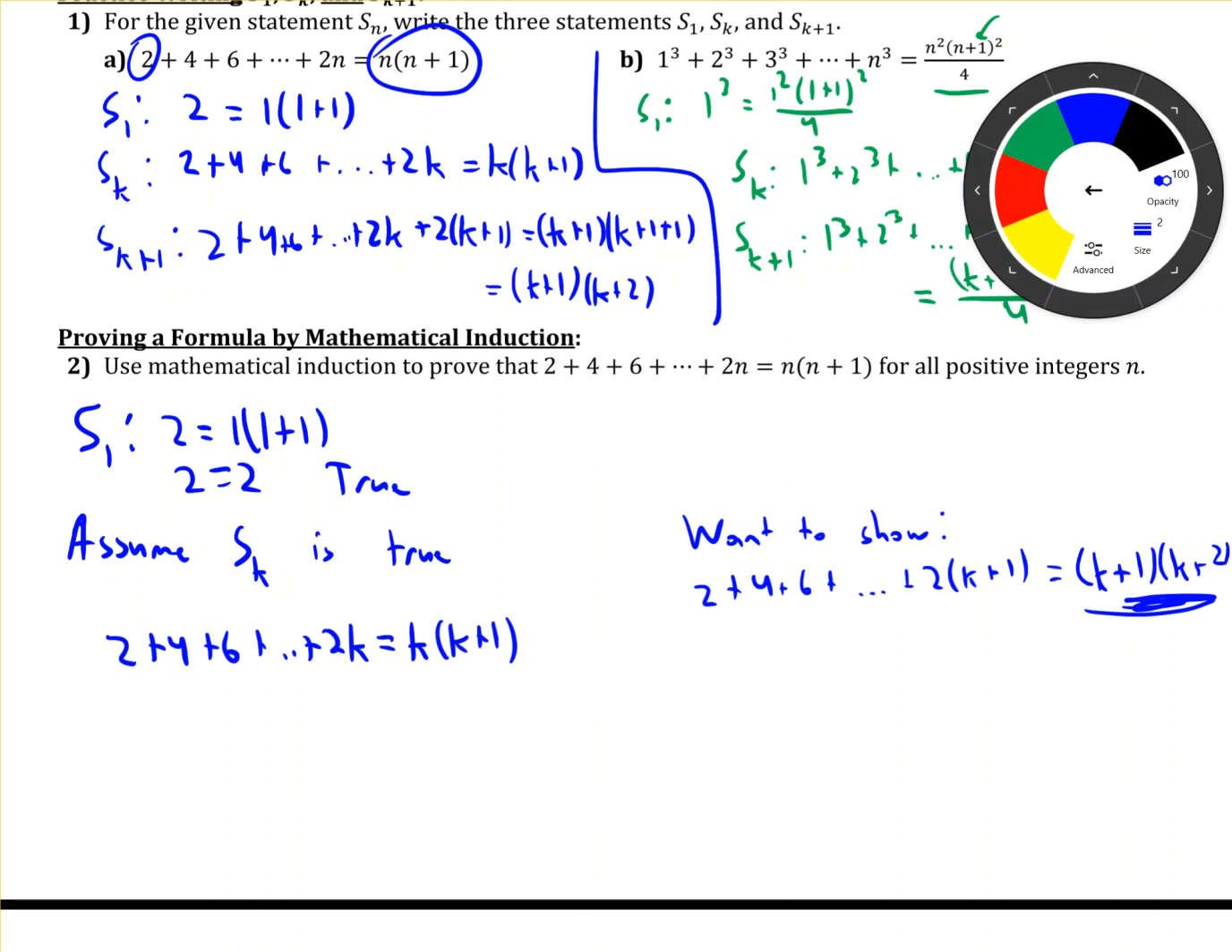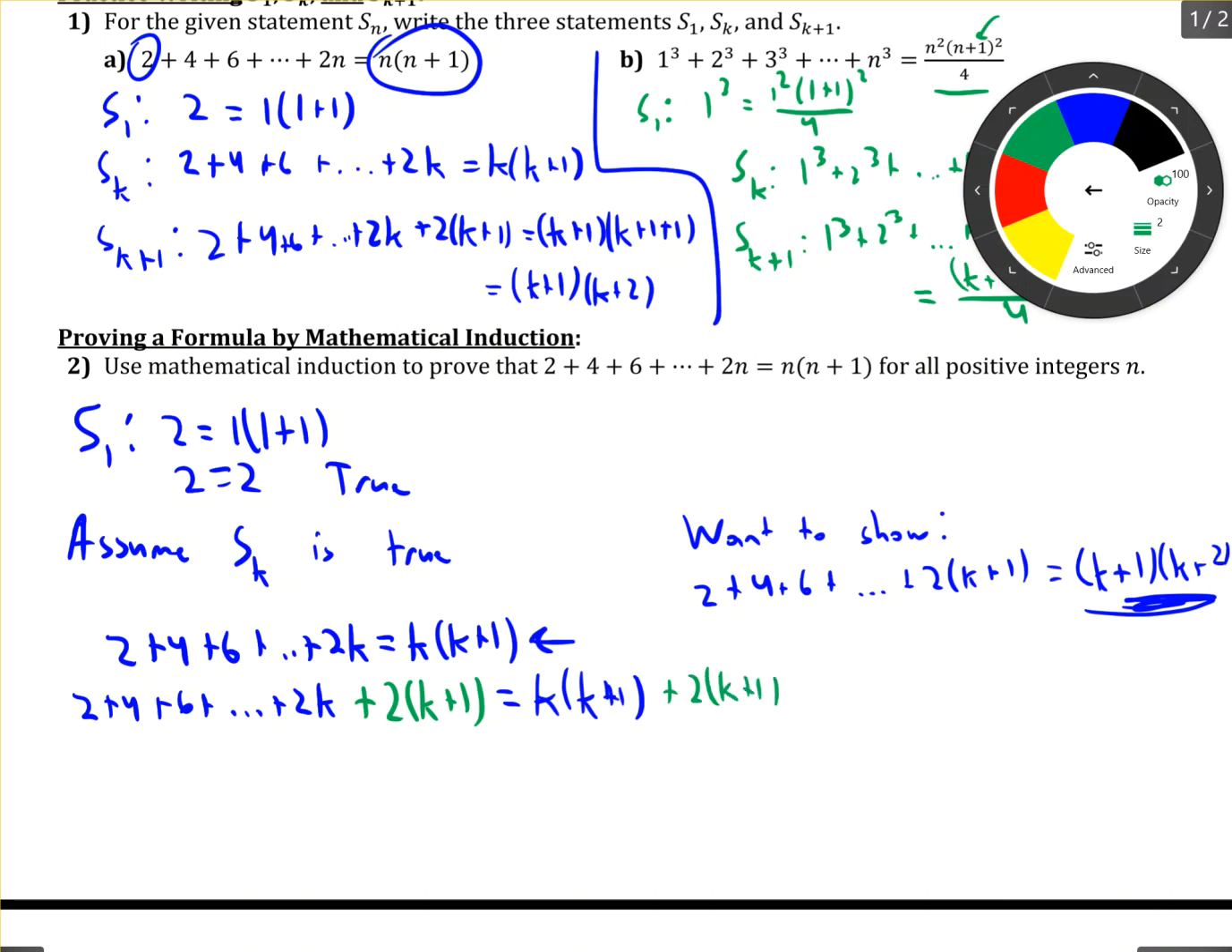So what I'm going to do is add the next term, which is the k plus 1 first term, to both sides. I'm not using this guy up here. I'm just using S sub k, and then I'm going to prove that S sub k plus 1 is true. So I'm just going to take what I have in this line here, and then add to both sides 2 times k plus 1. Hopefully everybody agrees that that's fair, since I'm just adding the same thing to both sides.